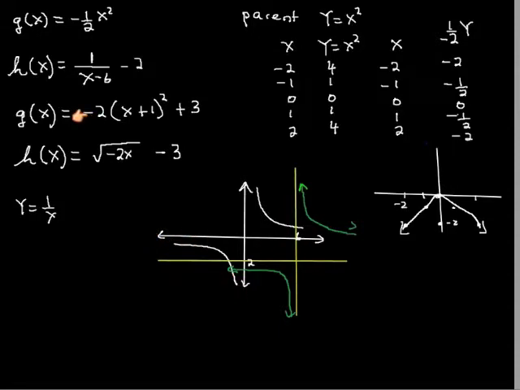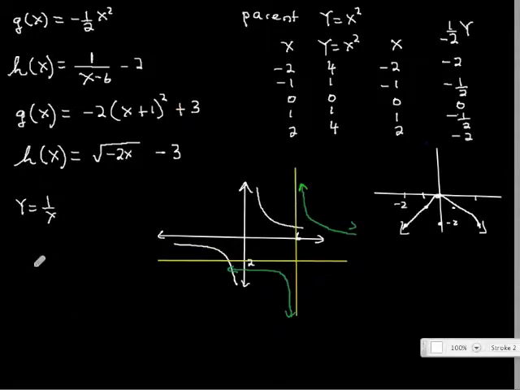This one here, there's a list of transformations. Negative means reflection in the x-axis because the negative is in front of the function. 2 means all the y values have been increased by a factor of 2. Plus 1 here means the entire function has been shifted 1 unit to the left. Plus 3 means the whole graph has been shifted 3 units up.